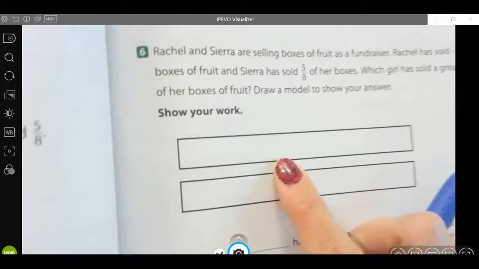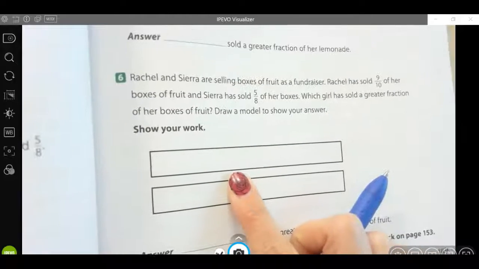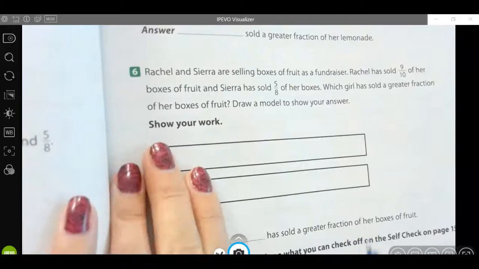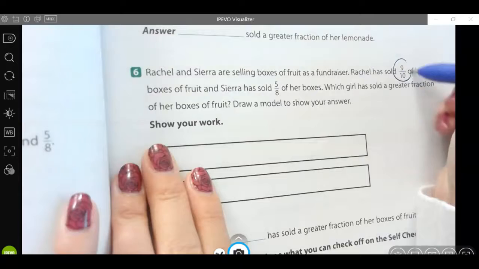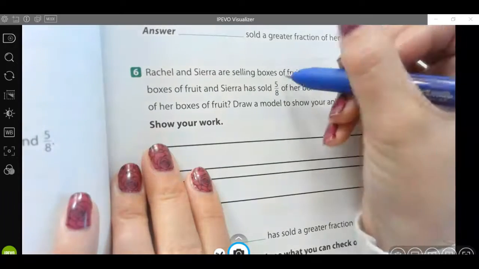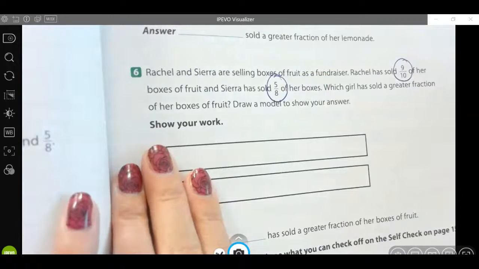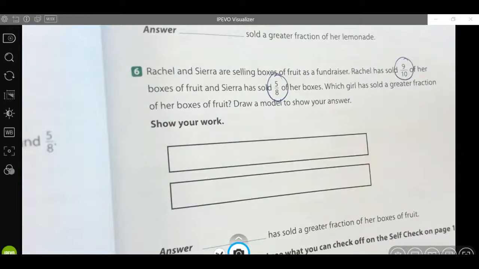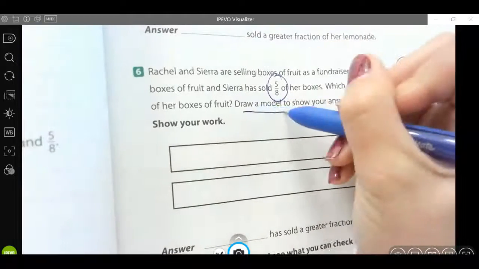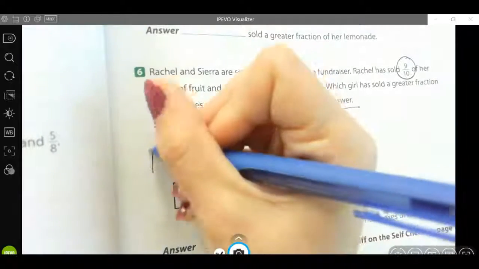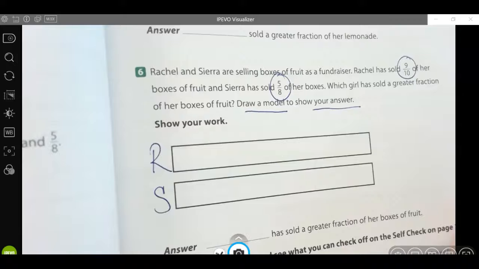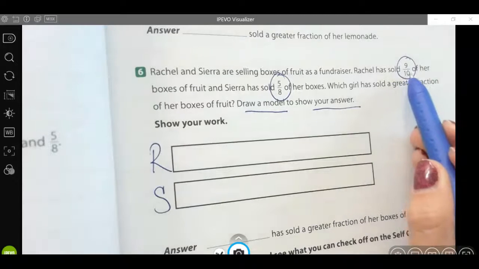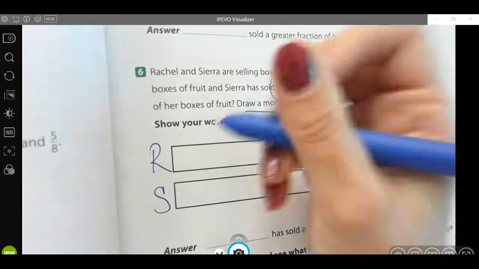Okay, let's do number 6. Draw these boxes on your board. Draw 2 boxes. It says Rachel and Sierra are selling boxes of fruit as a fundraiser. Rachel sold 9/10 of her boxes and Sierra sold 5/8. Which girl sold the greatest fraction of her boxes? It wants us to draw a model and show our work. So we'll put an R here for Rachel and an S here for Sierra. How many pieces do we need to break Rachel's box up into? 10.